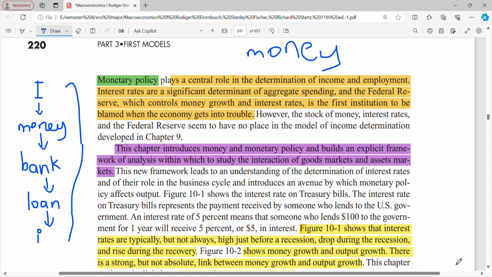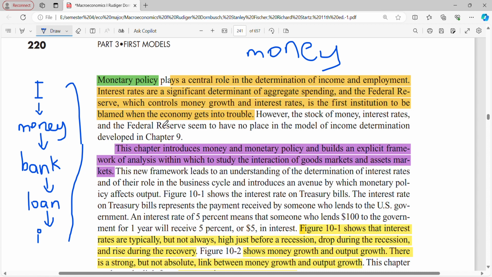The central bank controls the money supply. Who controls the money supply? Central bank. So we can say investment is a function of interest rate, and all these things happen. Okay, so that is about money supply and the central bank.